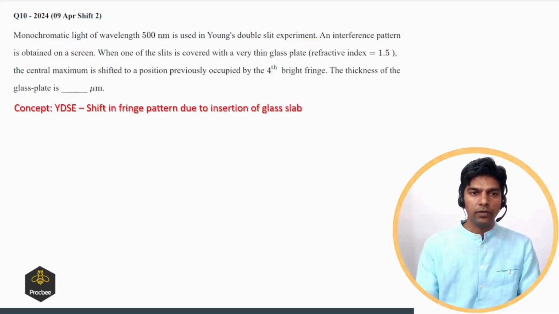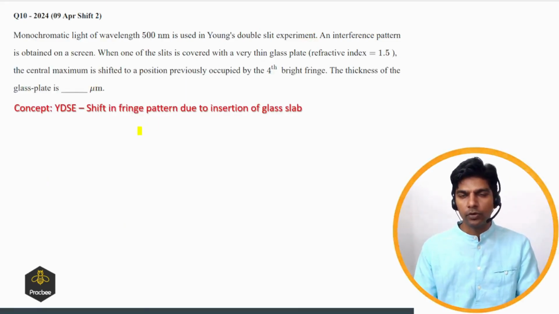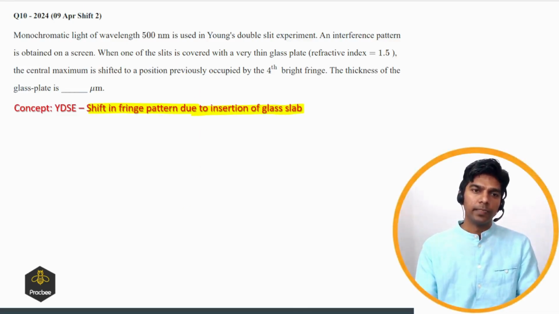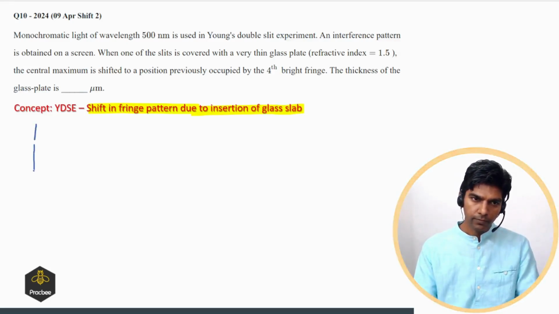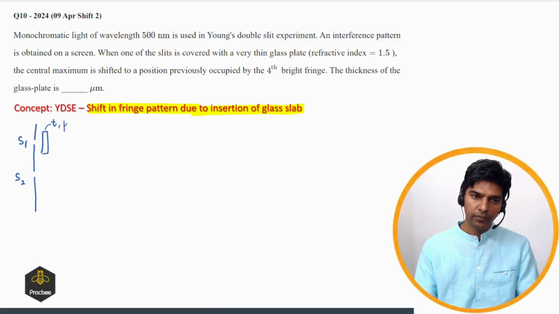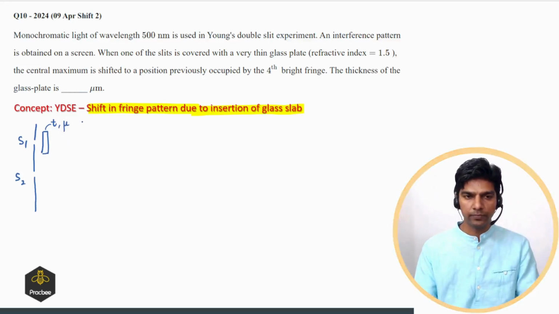Okay. So now let us see another problem type based on YDSE: the shift in the fringe pattern due to insertion of a glass slab. Let me first tell you the concept. If we have slits S1 and S2, and let us say we have placed a transparent glass slab of thickness t and refractive index mu in front of one of the slits.